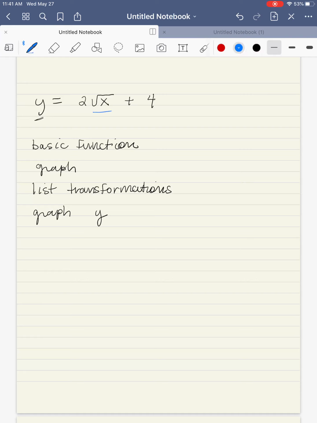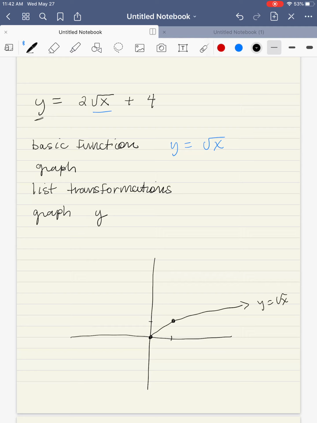All right, my basic function here is the square root of x. And if I graph the square root of x, this is the one that doesn't have anything over in the negative x's. I have 0, 0. Square root of 1 is 1. And that's what my graph looks like. This is y equals square root of x.